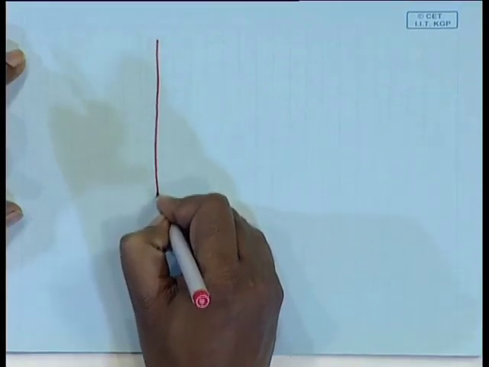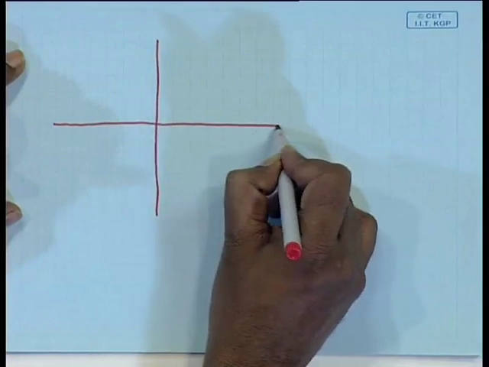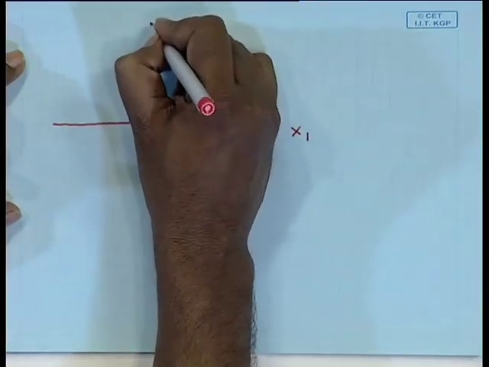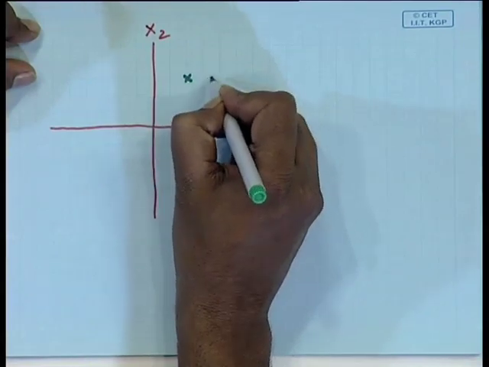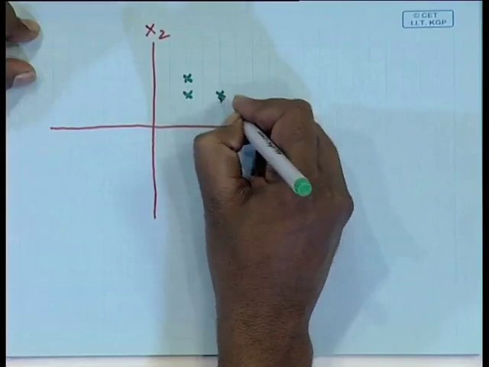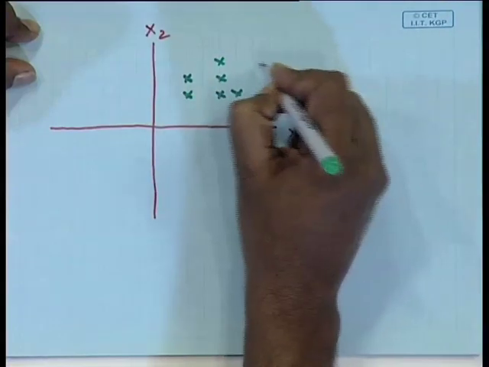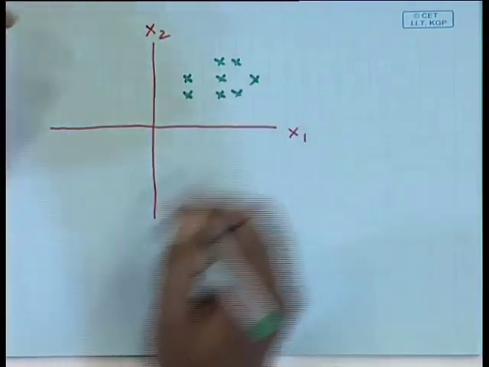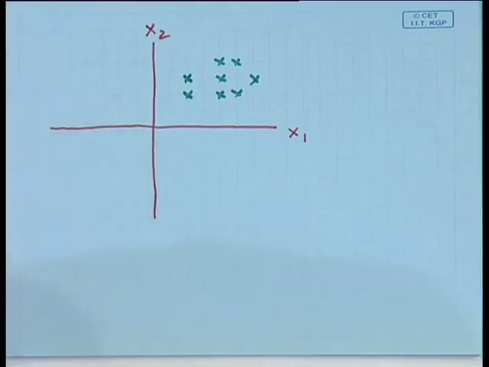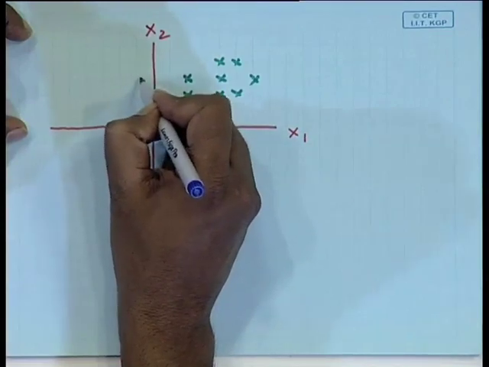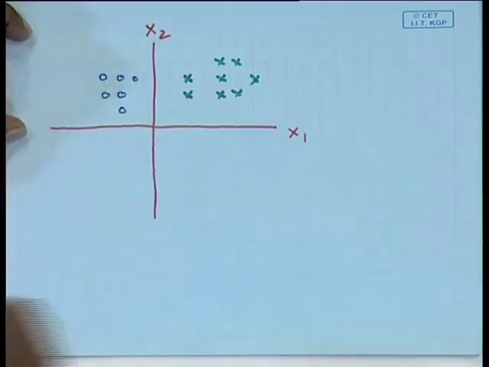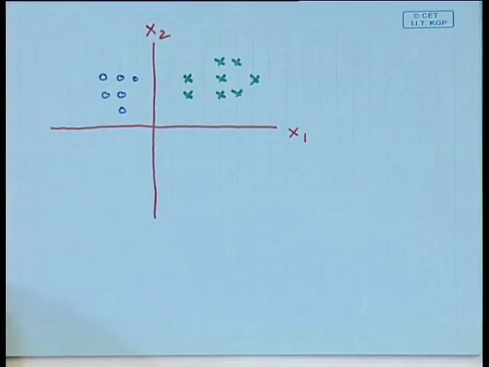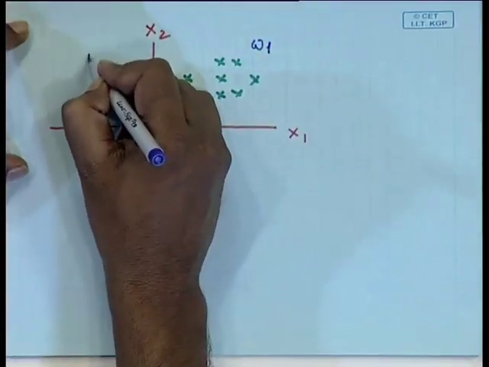So, I will have 2-dimensional weight vector and samples. Suppose the components are x 1 and x 2. And suppose I have a number of training samples, say these are the samples which belong to class omega 1, say an arbitrary set of training samples. And suppose these are the samples which belong to class omega 2. So, these are from class omega 1 and these are from omega 2.